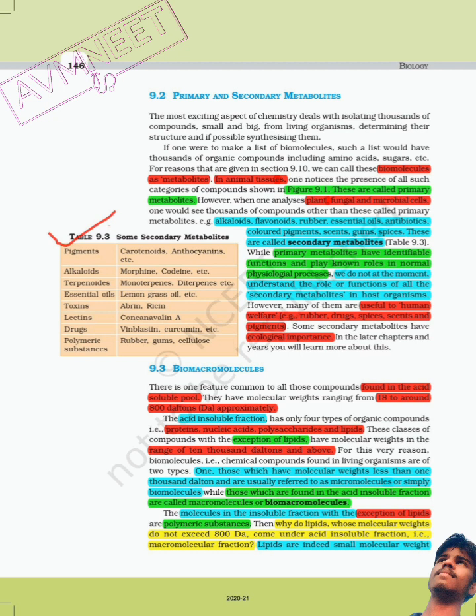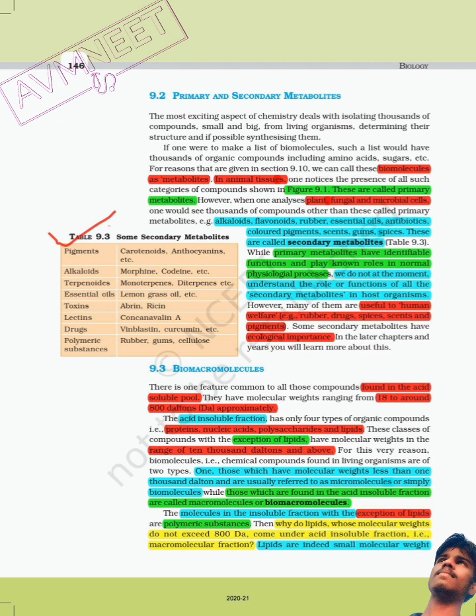9.3 Biomacromolecules. There is one feature common to all those compounds found in the acid-soluble pool. They have molecular weights ranging from 18 to around 800 Daltons approximately. The acid-insoluble fraction has only 4 types of organic compounds, that is proteins, nucleic acids, polysaccharides and lipids. These classes of compounds, with the exception of lipids, have molecular weights in the range of 10,000 Daltons and above.